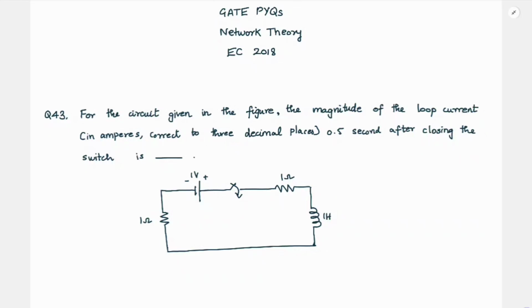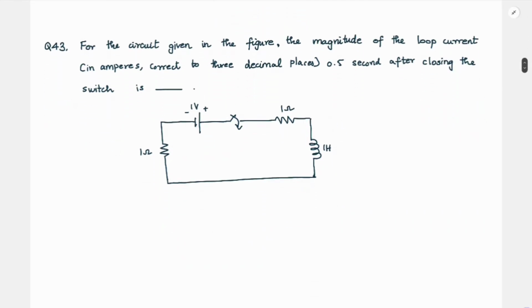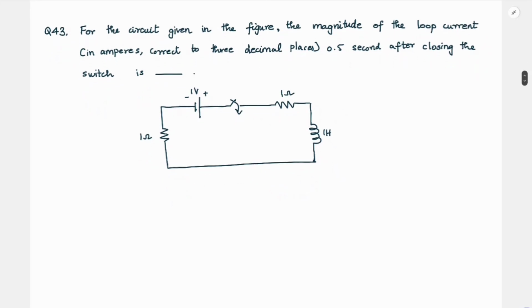Hello guys, welcome back. So here we have another question from GATE EC 2018 on network theory. For the circuit given in the figure, the magnitude of loop current in amperes, correct to 3 decimal places, 0.5 seconds after closing the switches. So this switch is closed at t equal to 0, let's say. And if the current is some I of t, they are asking I of t at t equal to 0.5 seconds.